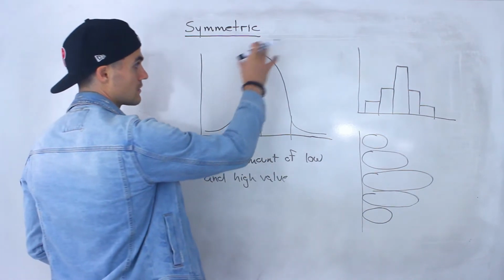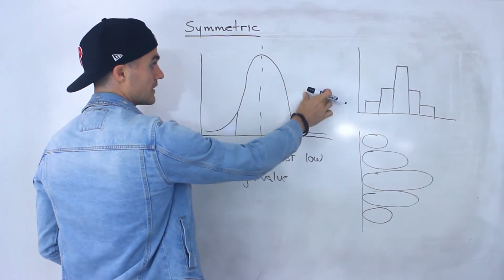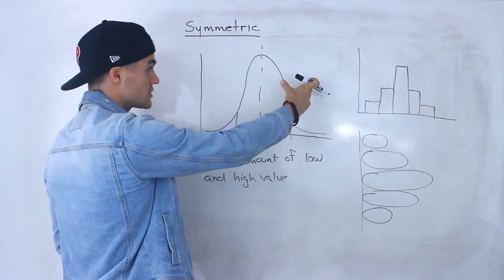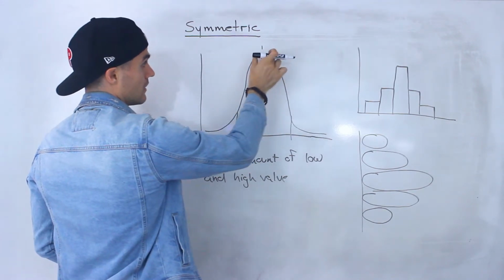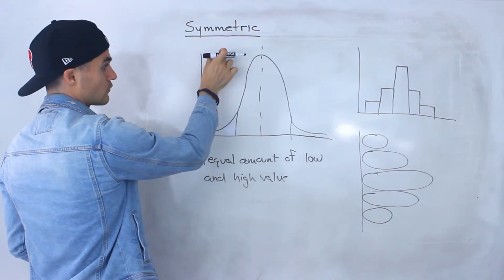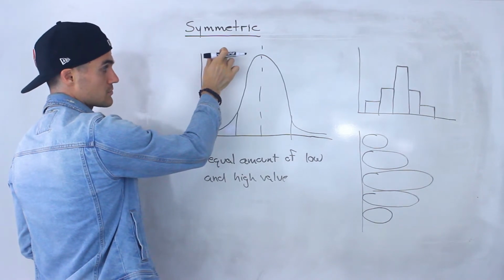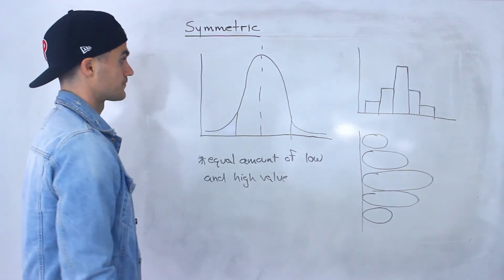So that peak is neither to the right like it is for a negatively skewed distribution. Remember, that peak is here. The peak isn't here. For a positively skewed distribution, it's right in the middle.